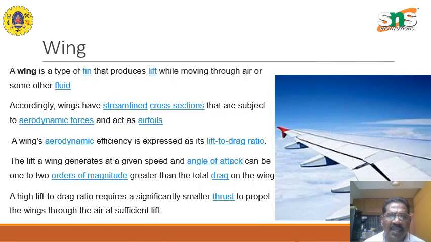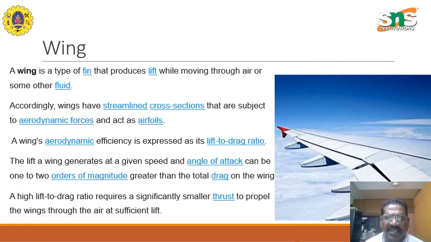Now, a wing is a type of fin that produces lift while moving through the air or some other fluid. So we have a wing shown here, and it's made out of sheet metal. Accordingly, wings have streamlined cross sections that are subject to aerodynamic forces and act as airfoils. Its efficiency depends on the lift to drag ratio. So different cross sections or different shapes are available, and the best one is chosen during the design phase.